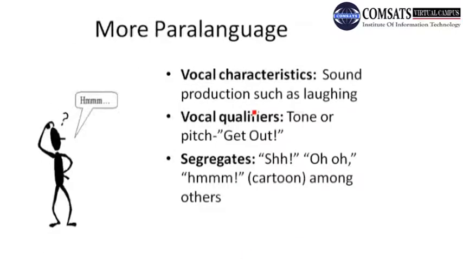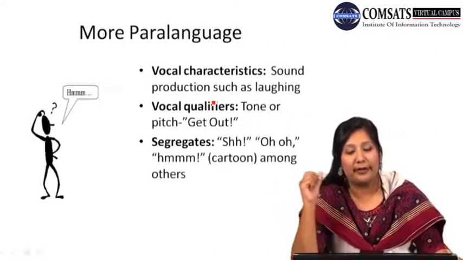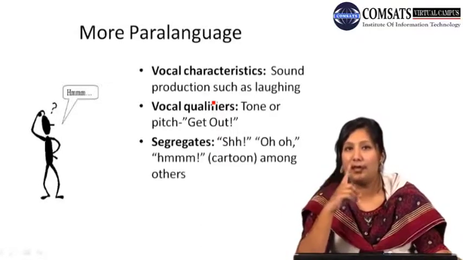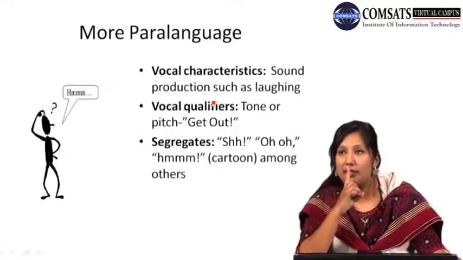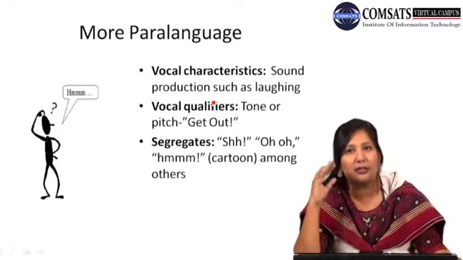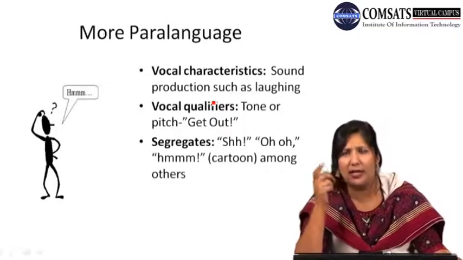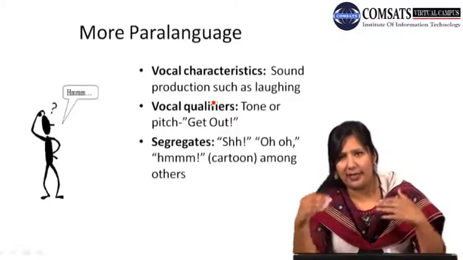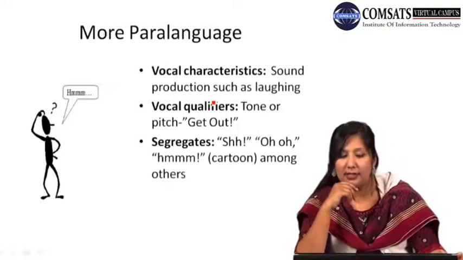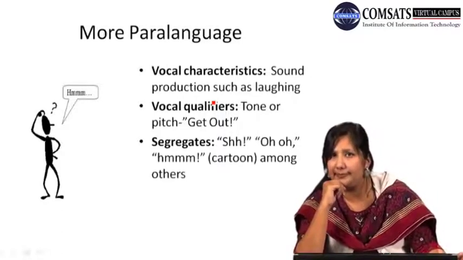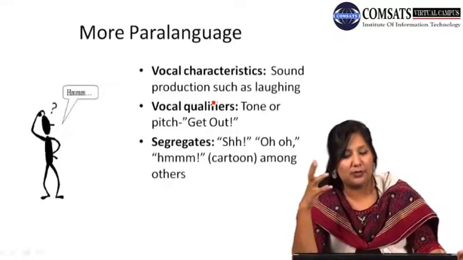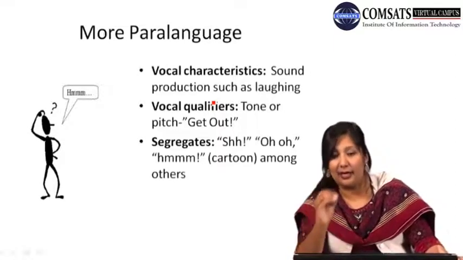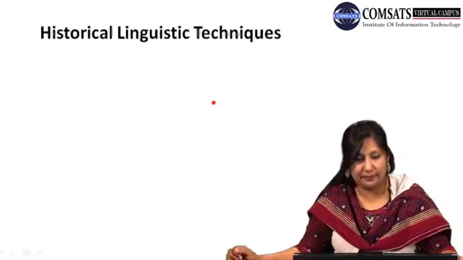Segregates. What are segregates? The word segregations means the intervals. The first is if somebody is speaking, we're saying just to keep silent. Then another is oh-ho, oh-ho. Again, these are segregates. We are segregating the things. And then another is hum. Among others, we will be using these segregates, and these are again examples of paralanguage.